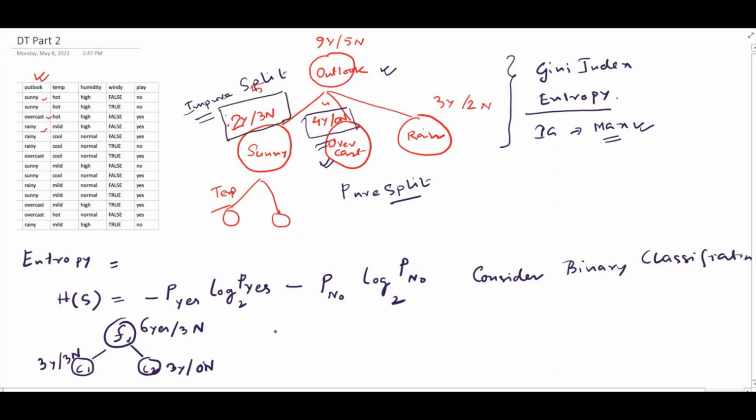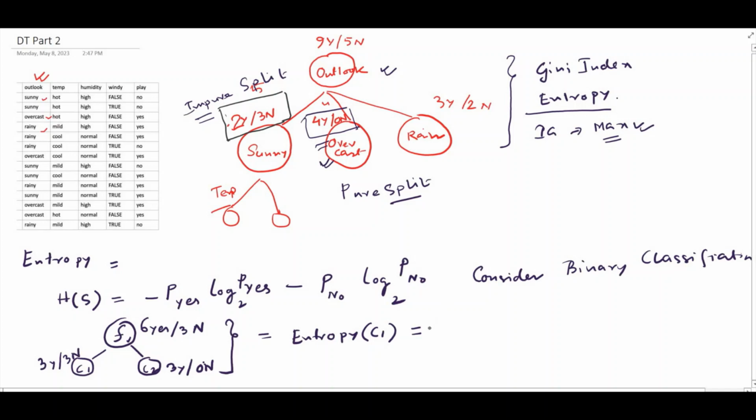Okay, so if we just put this into the formula, what will happen? Let's calculate the entropy. Entropy is telling us whether the split is pure and how pure it is. Okay, entropy of C1. Just by seeing, I can see it's a completely impure split.